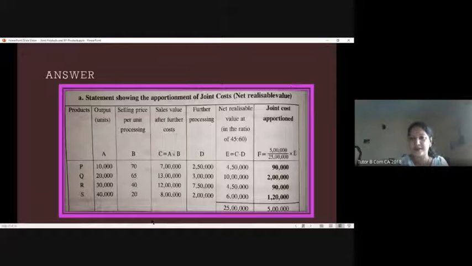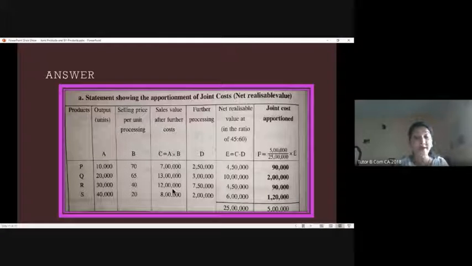We prepare a statement like this. The statement will start with product. We have an output in units, already given in the question. We have P, Q, R, and S, and respectively they have 10,000, 20,000, 30,000, and 40,000 output in units. As in the question, they have also given the selling price. So it is very easy for us to find out the sales value because we have been learning this over these years. Output into selling price per unit will give us sales value. So here 70 into 10,000, we get the sales value. It's the same for Q, R, S. For all these cases, we do it like that to find out the sales value.